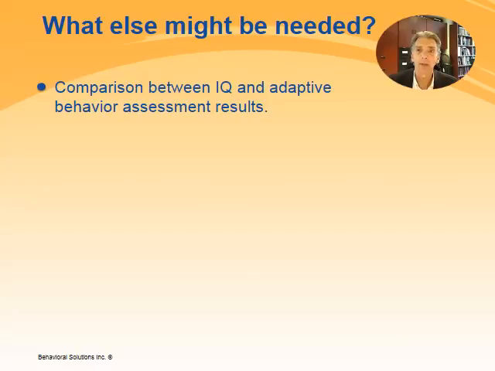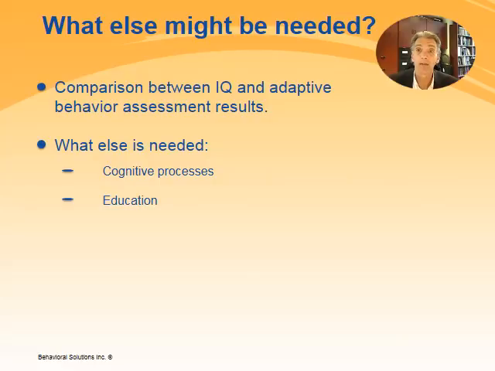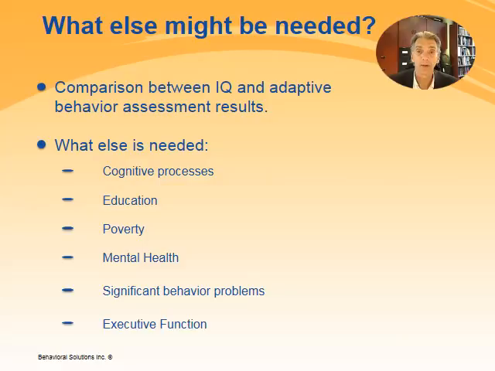Examples of factors that might be contributing to the difference between intellectual and adaptive assessment outcomes are cognitive, for instance a memory or sequencing impairment; education, for instance not having been in school for the last 4 years, or having a specific reading or numeracy disability; living in an impoverished and/or restricted environment; mental health, for instance an anxiety or depressive disorder; significant behavior challenges such as aggression or self-injurious behavior; and executive function issues, a set of higher order skills, for instance problem solving or impulse control.